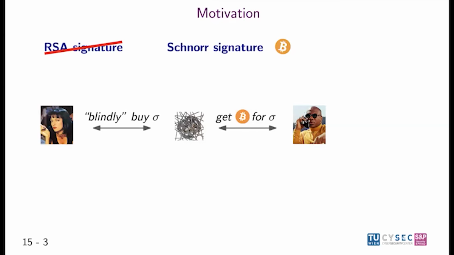Now let's look at the other part. Is there maybe also a way, once we switch from RSA to Schnorr, of blindly buying a signature in a fair way from Bitcoin?